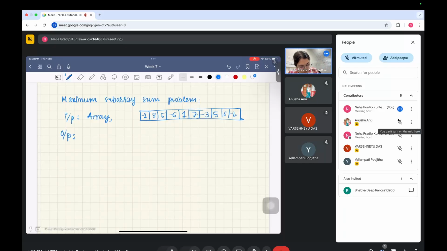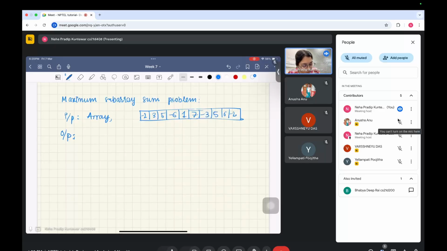What is a subarray here? A subarray is a contiguous block, a small array sitting inside it, but it has to be contiguous. So it cannot be, for example, 3, 5 and then 7. This is not a subarray. A subarray would look like this or this, something like that. It's a contiguous block, a chunk of the array sitting inside.